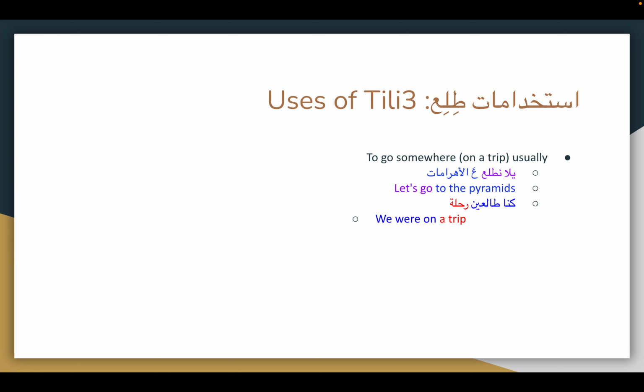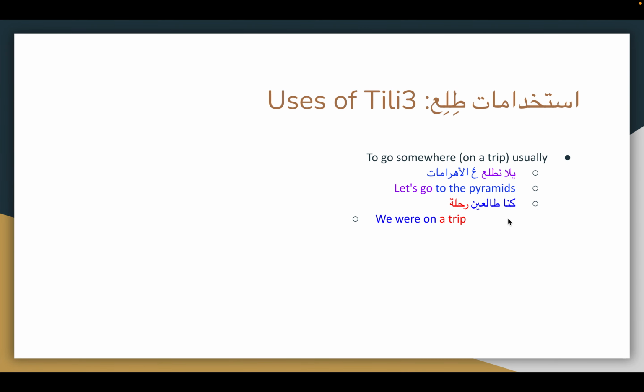So, for example, يلا نطلع على الأهرامات. Let's go to the pyramids. So we have yalla, this kind of let's go kind of particle, followed by the nahnu form of the verb in the present tense. So yalla nitla, let's go. And you can see it's used here with على, which is a shortening of the preposition ala, usually used before a noun that starts with alif lam. So al ahramat, to the pyramids.